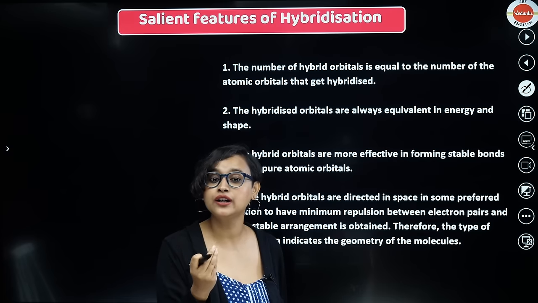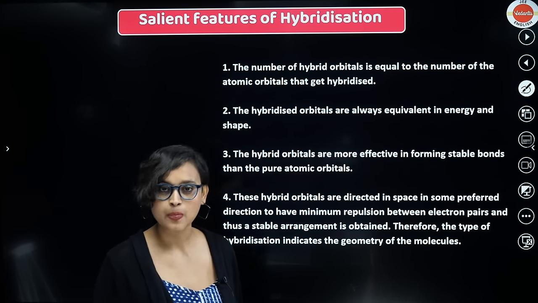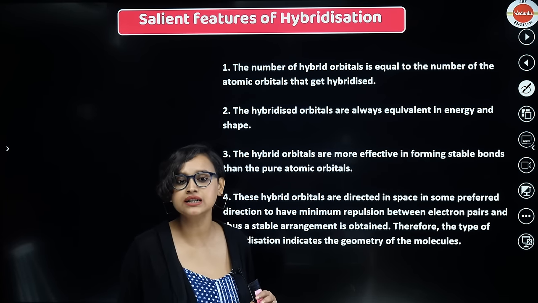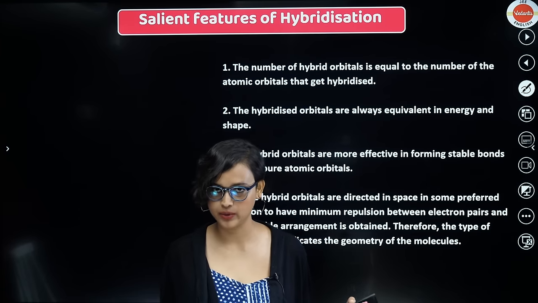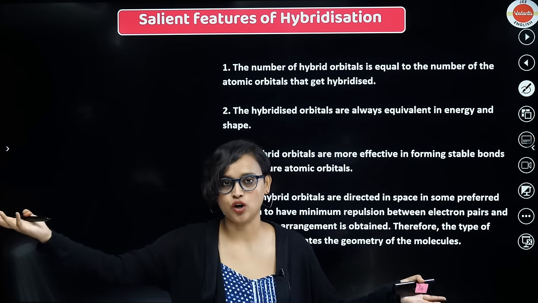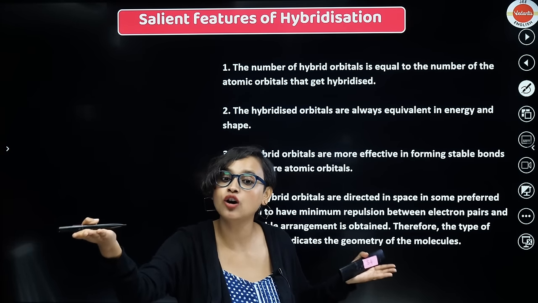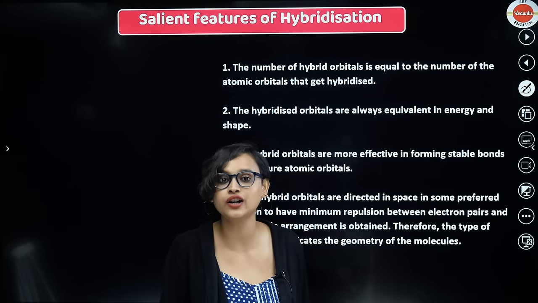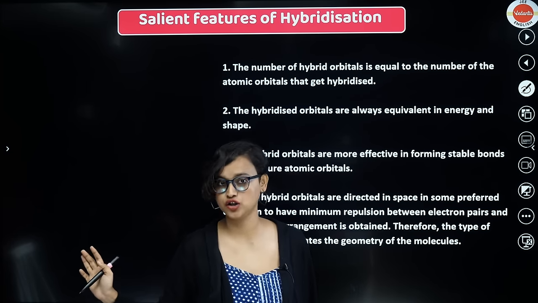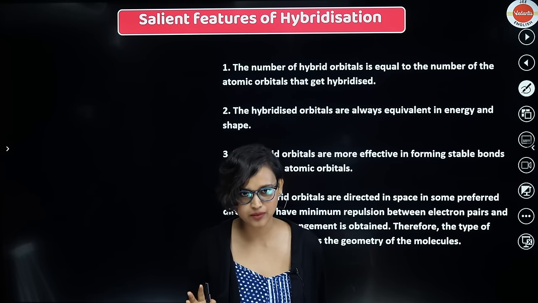The number of hybrid orbitals is equal to the number of atomic orbitals that get hybridized. Understanding? Let's say 1 plus 1 plus 1, what will we get? 3, right? Now you will be getting 3 atomic orbitals that get hybridized. The hybridized orbitals are always equivalent in energy and shape. Their shape will look the same, their energies will be the same. Getting my point?